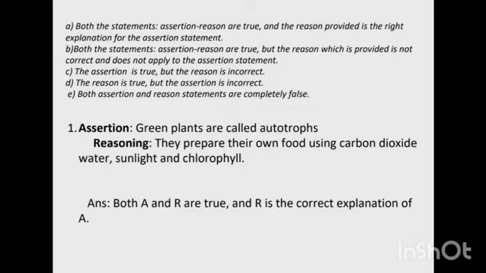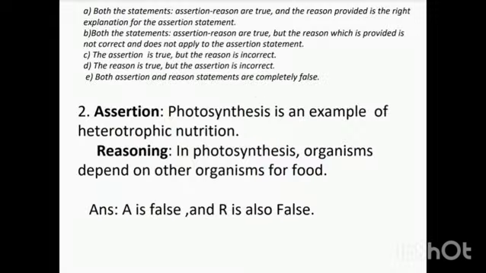The first assertion is that green plants are called autotrophic. That is correct, because green plants make their own food by using photosynthesis. The reasoning is that they prepare their own food using carbon dioxide, water, sunlight, and chlorophyll pigment. That is also correct. So we can say that both assertion and reasoning are true. Next, go to the second one.